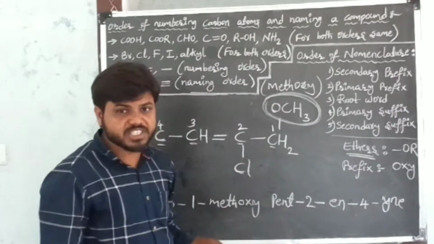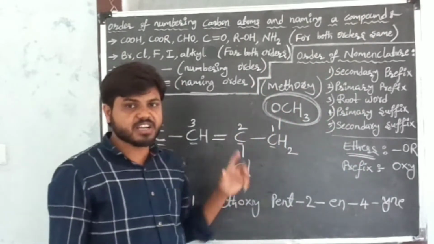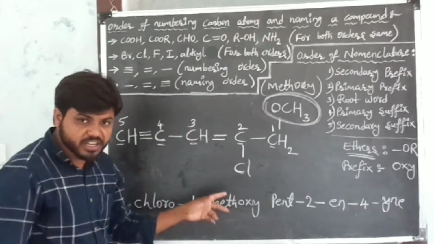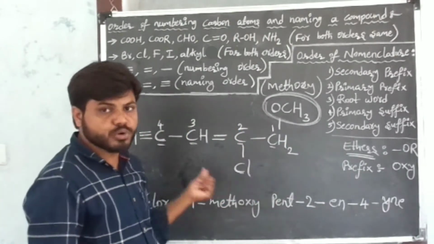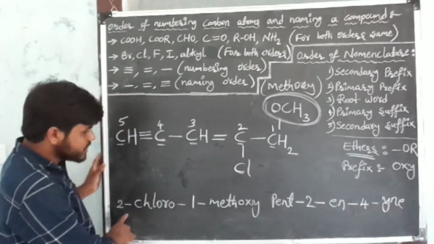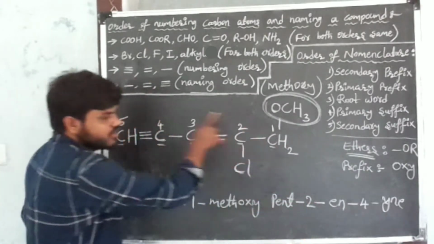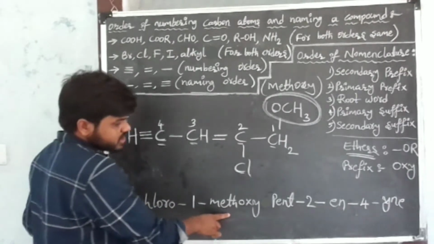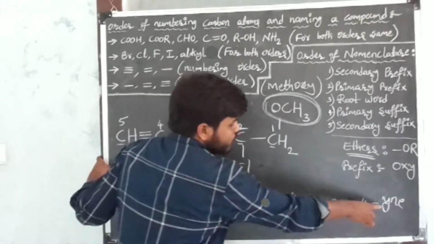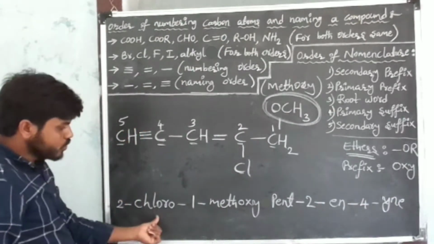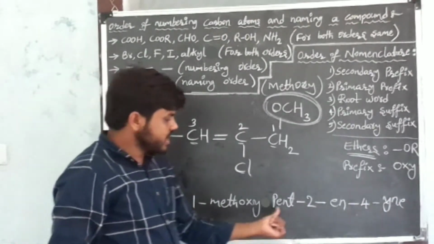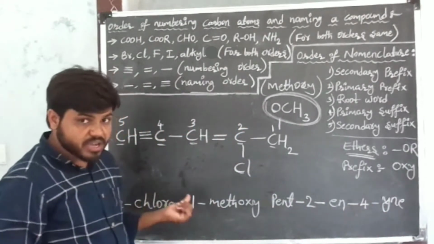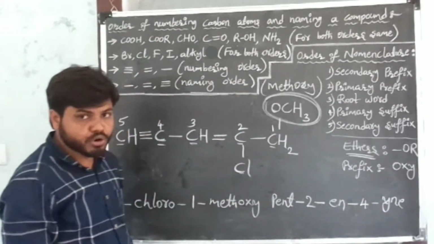Here the secondary suffixes are functional groups. In the given compound, functional groups are not there. So this is our required IUPAC name of the given compound, that is 2-chloro-1-methoxy pent-2-en-4-yne. This is the IUPAC name of the given carbon compound.